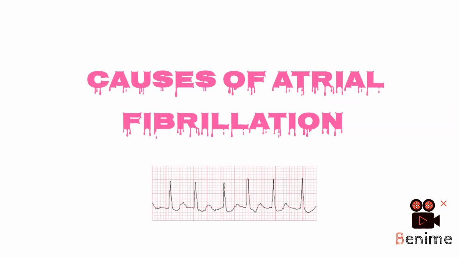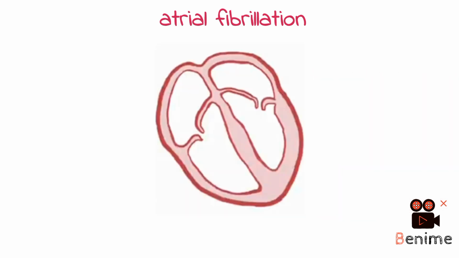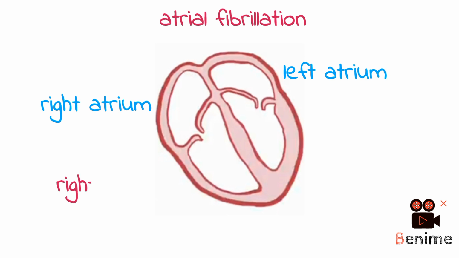Let's start with our topic: causes of atrial fibrillation. The heart consists of 4 chambers: 2 upper chambers, the right atrium and left atrium, and 2 lower chambers, the right ventricle and left ventricle.